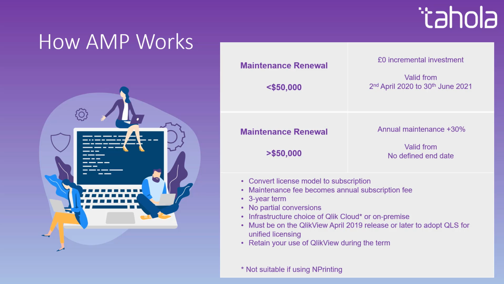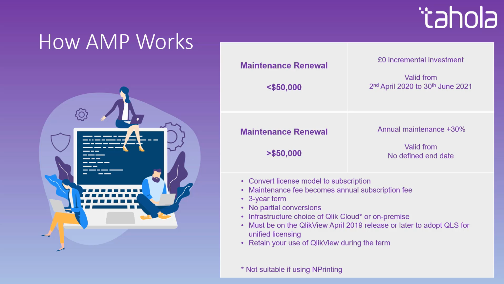If, however, your maintenance renewal is greater than $50,000 or it is beyond the 30th of June 2021, then you can still take advantage of AMP, but there is an increment to your annual maintenance fee of 30%.